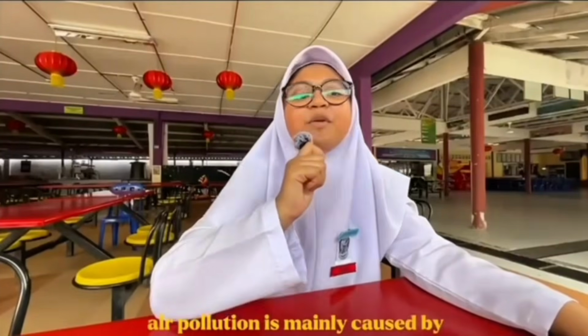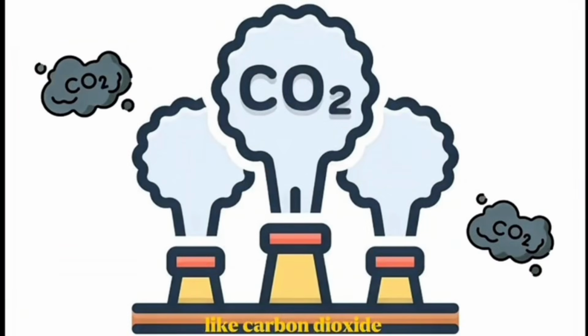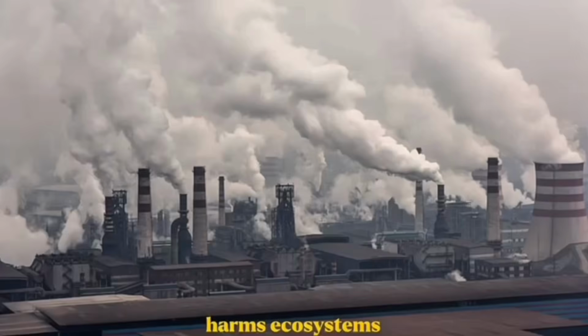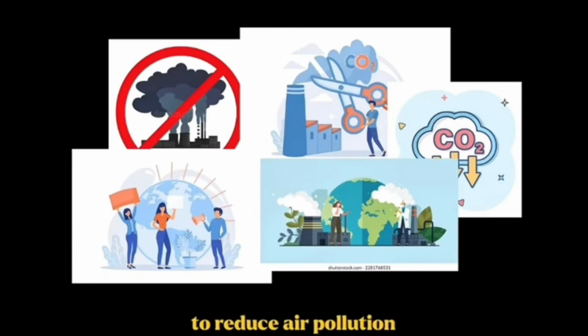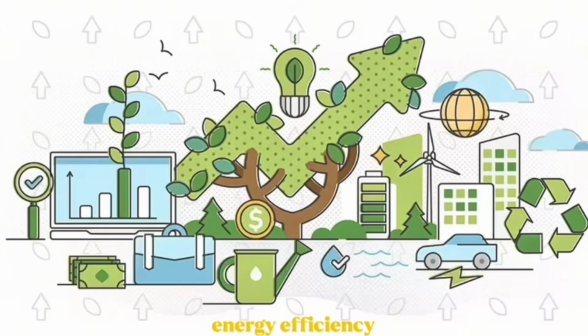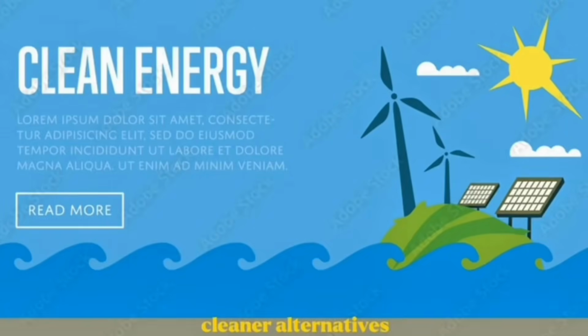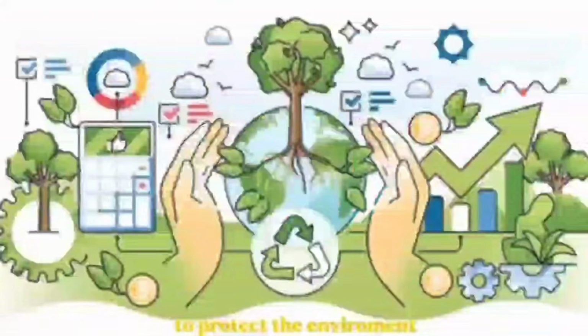In conclusion, air pollution is mainly caused by the burning of fossil fuels, industrial activities, combustion, and transportation, releasing greenhouse gases like carbon dioxide, causing global warming, extreme weather, and acid rain that harm ecosystems. To reduce air pollution, we need renewable energy, energy efficiency, cleaner alternatives, and conservation to protect the environment and create a healthier future.